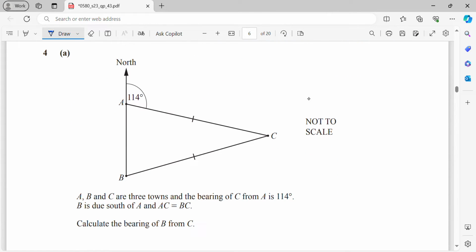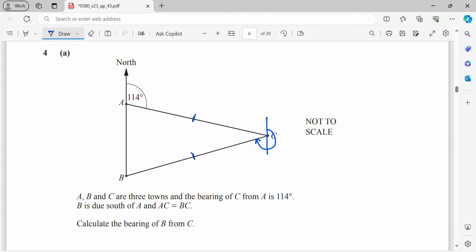Okay, next question, number 4a. A, B, and C are 3 towns, and the bearing of C from A is 114 degrees. B is due south of A, and AC equals BC. Given here, they are the same. Calculate the bearing of B from C. B from C is basically, you refer to the C, and this is what you need to find.